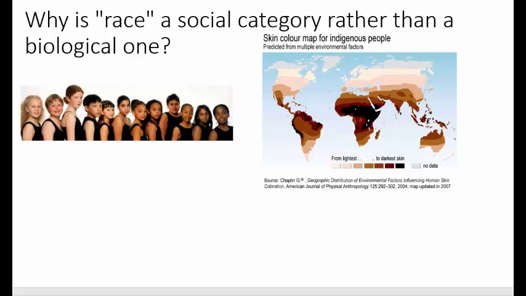This is because there are no distinct categories for these biological traits. In reality, biological traits often follow a geographic gradient of variation, known as a cline. This cline variation demonstrates that while some traits are more frequent in one geographic population, it doesn't mean that the trait is only found in that population.